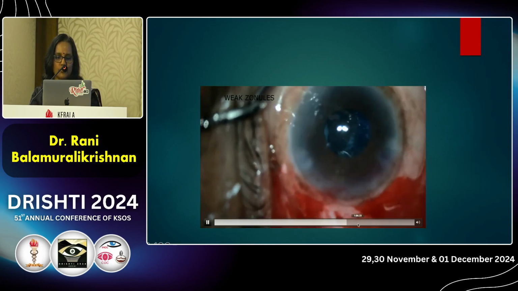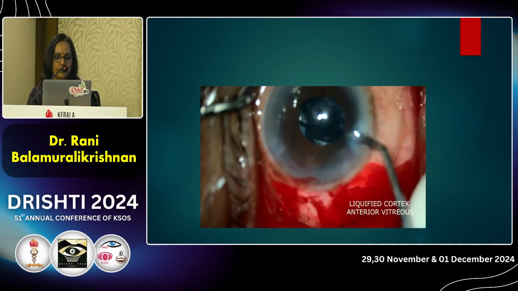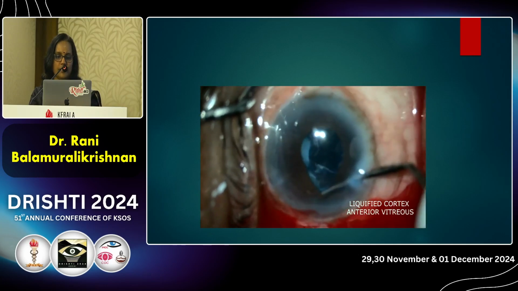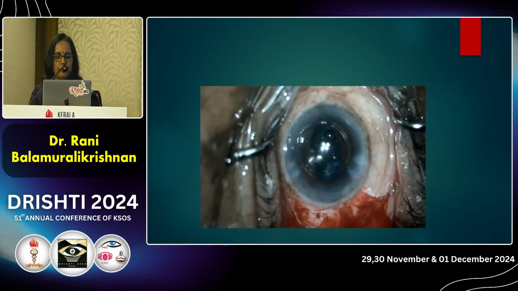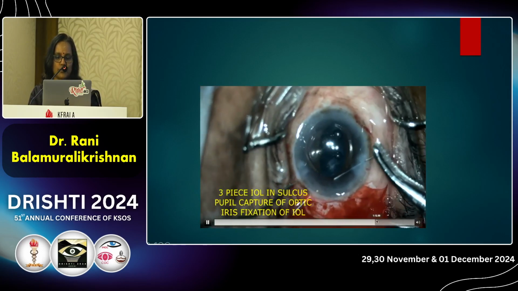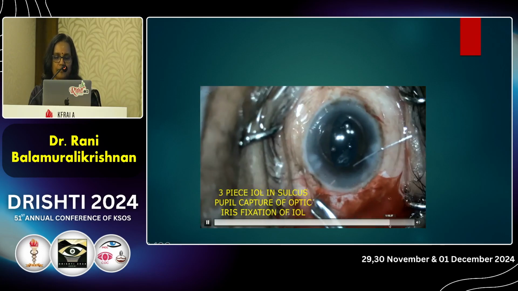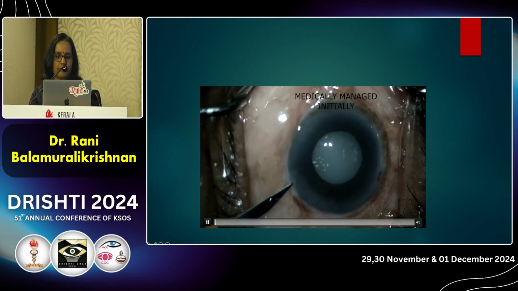Since the zonule is weak, you can see a little liquefied cortex in the vitreous also. If it's a small amount of cortex, you can retain the cortex there and give more steroids. So in this case, the 3-piece lens is sutured into the eye with a 10-0 Prolene suture, and the surgery is done.